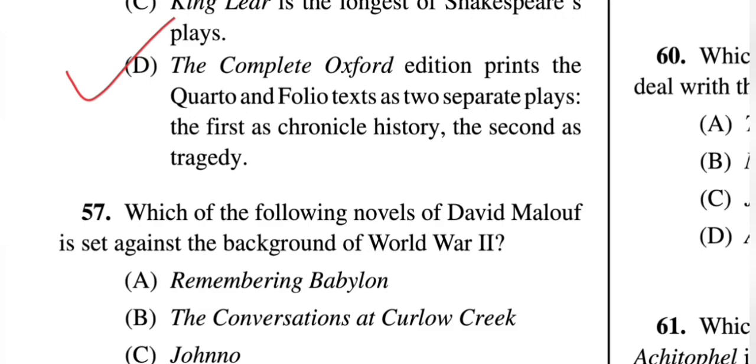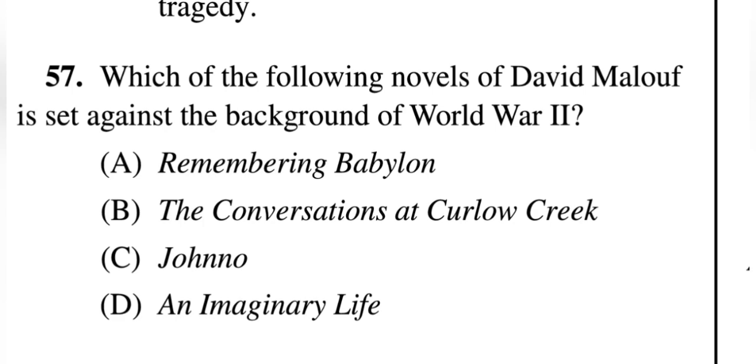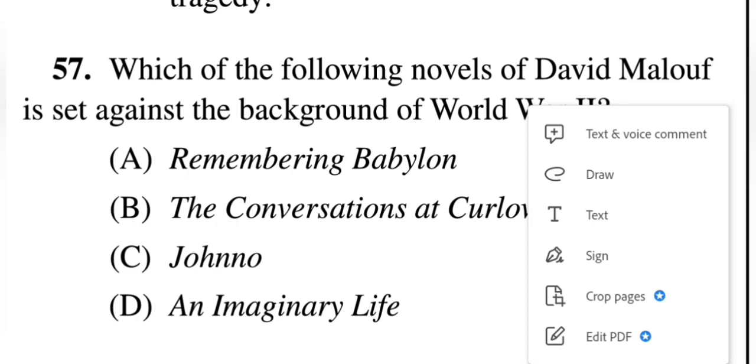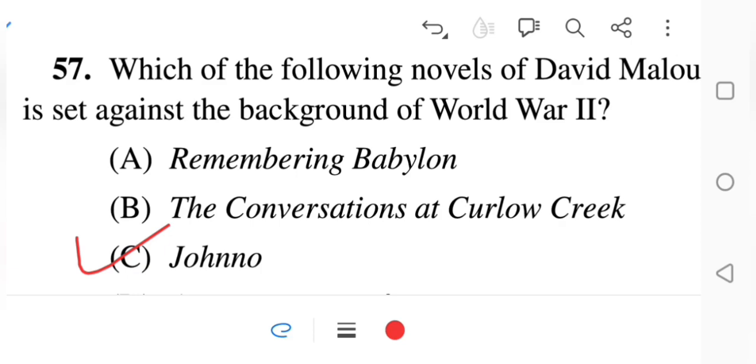57, it says, which of the following novels of David Malouf is set against the backdrop of World War II? World War II literary works you must know. Remembering Babylon, Conversations at Curlew Creek, Johnno, and An Imaginary Life. 57, Johnno is the correct answer. So this work is written by David Malouf, that is based on World War II.